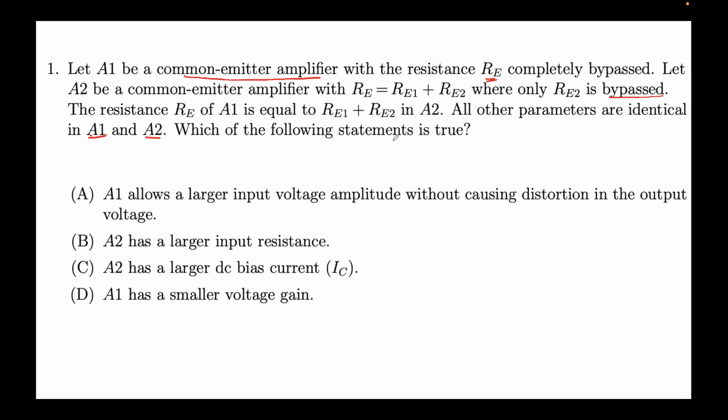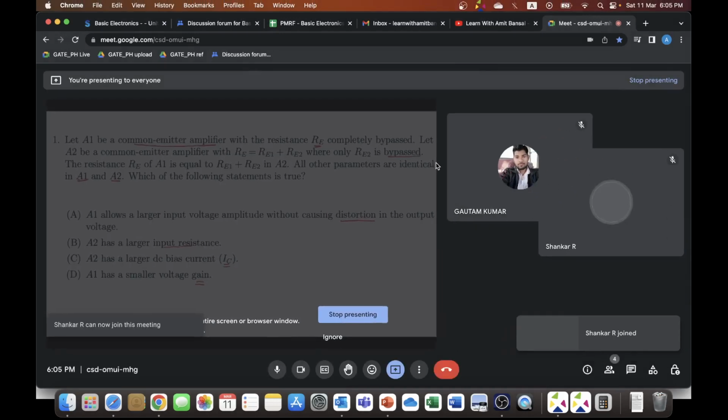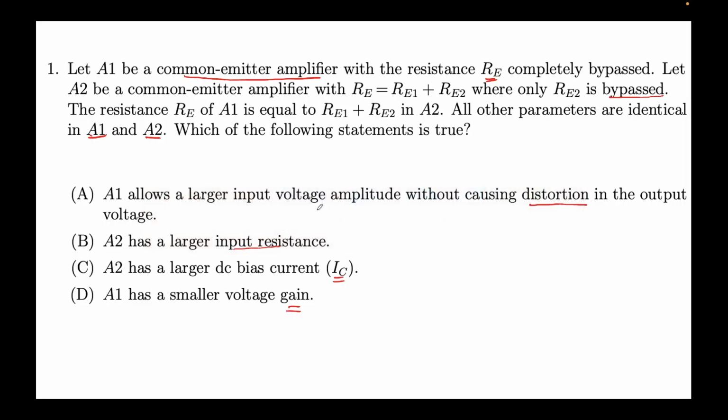And now the options are, there are 4 options, only one of them is correct. We are required to find that. So first option talks about distortion. We'll see what this term means. Second talks about the input resistance. Third one talks about the IC, the bias current. And fourth talks about the voltage gain. The mid-band voltage gain we can assume in this case. All right, so what we'll do is that first we'll draw the circuits, how the circuit diagrams for A1 and A2 look like, and then accordingly we'll try to find out which of these options is correct by going into every option, right?